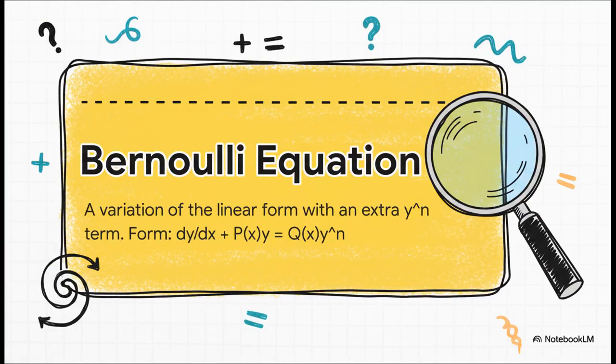Next up, the Bernoulli equation. I like to think of this one as the sneaky cousin of the linear equation. It looks almost identical to the linear form, but it's got this one extra piece on the right-hand side, a y raised to some power n. That single term, like the y squared in dy/dx plus y over x equals x times y squared, is the only difference, and it's your clue.